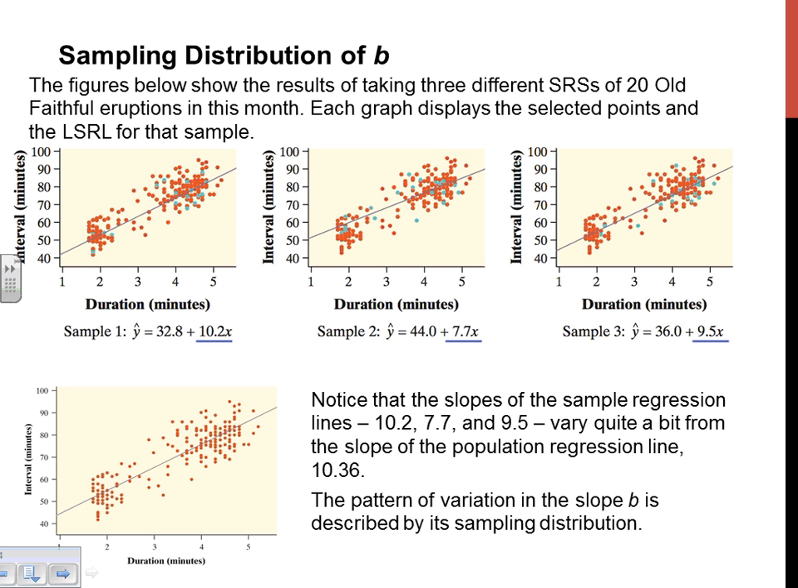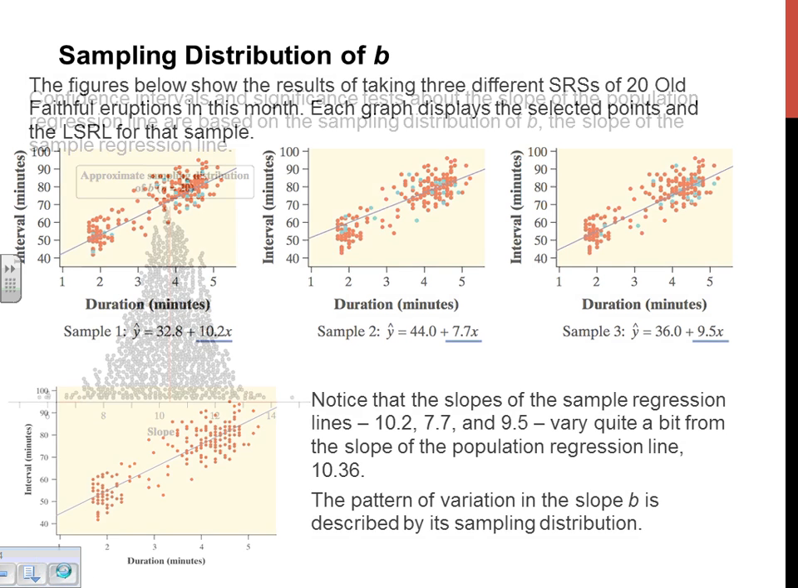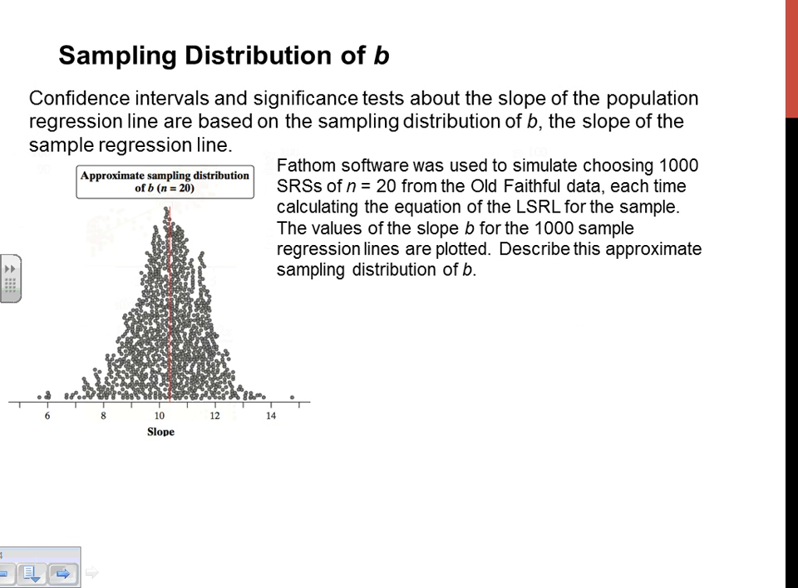The pattern of variation in the slope b is described by its sampling distribution. So the confidence intervals and significance tests about the slope of the population regression line are based on the sampling distribution of b, the slope of the sample regression line. So this software, Fathom, was used to simulate choosing 1,000 simple random samples of n equals 20 from the Old Faithful data, each time calculating the equation of the least squares regression line for the sample. So here are all the values of the slope for the 1,000 sample regression lines, and they are plotted.